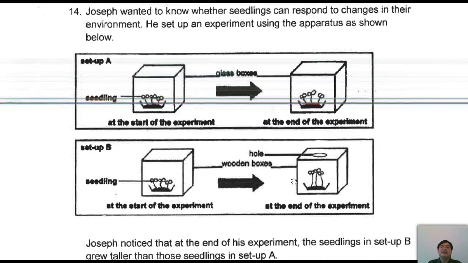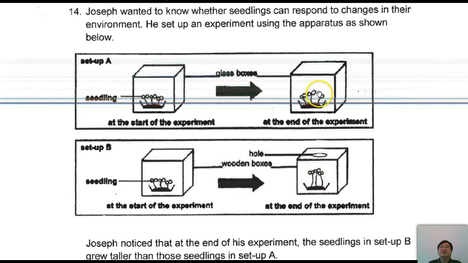Alright. Now over here, quite interesting. Take a look at the plants. This one grows spread out as usual. And this whole thing is the glass box. Setup A is a glass box. Start of experiment, end of experiment. Setup B is a wooden box. At the start of the experiment, she put a wooden box. Then later on, she cut a hole there, and she observed. She could see that the plants are growing towards the hole where they need the light.